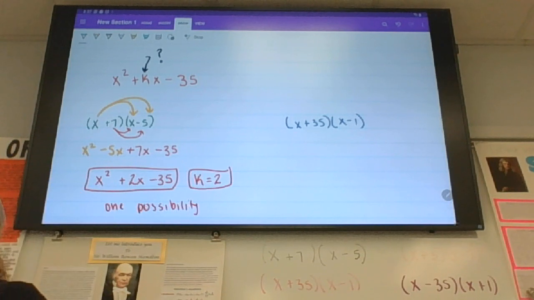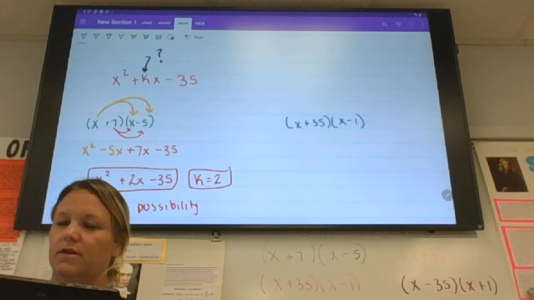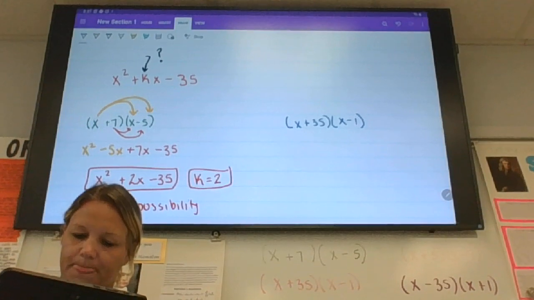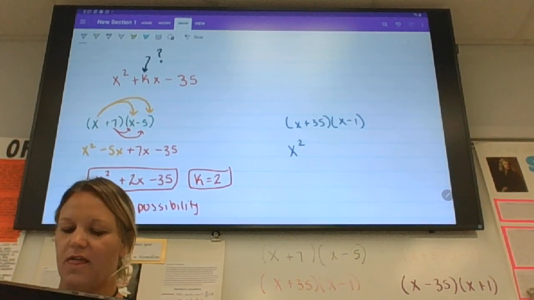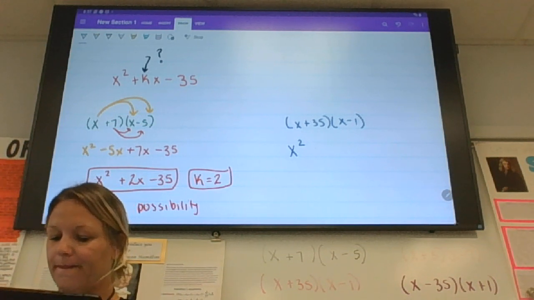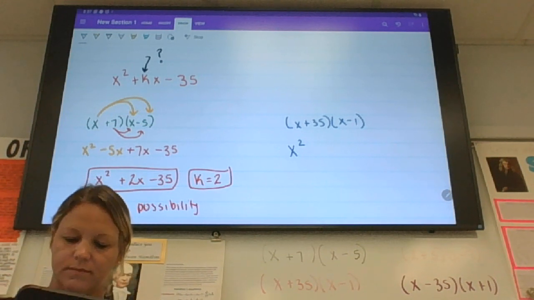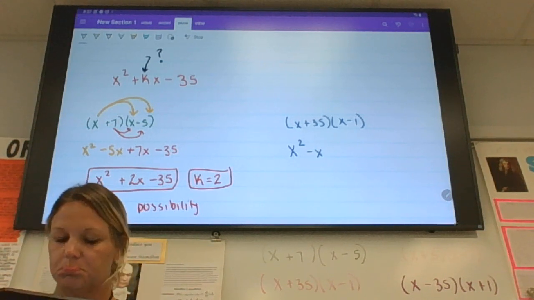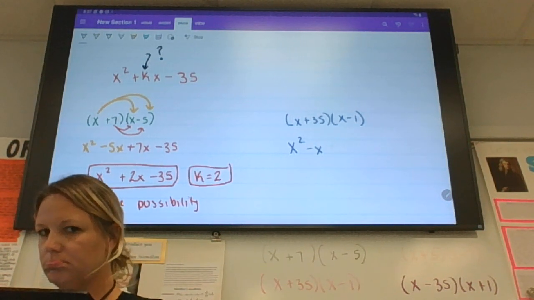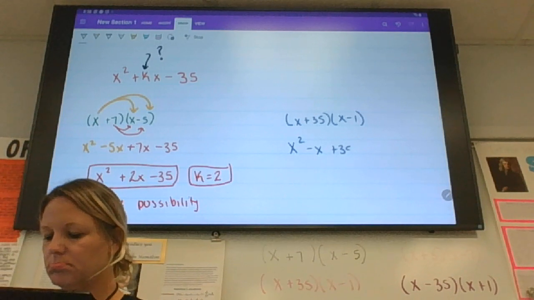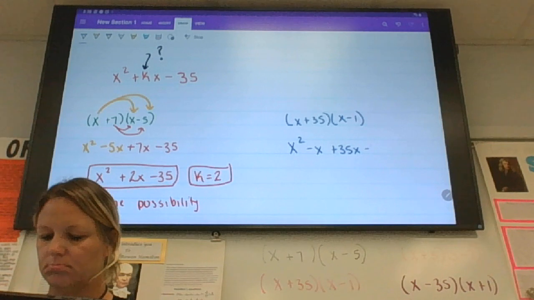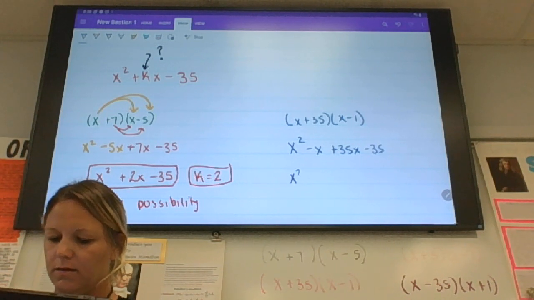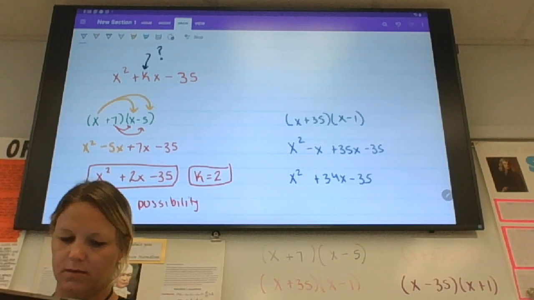Jake, can you FOIL this with the 35 and the -1? Go ahead, let's hear it. X squared. What? He's fine. X squared, wasn't it? That's what I meant. And then 1x, or negative 1x, 35x, and then negative 35. Oh my goodness. You could just. Wait a minute. I'm so sorry.